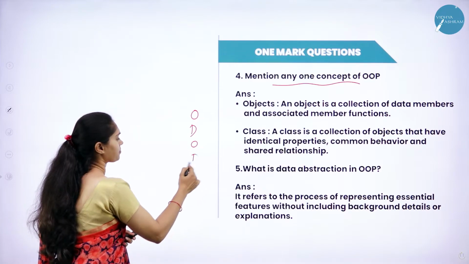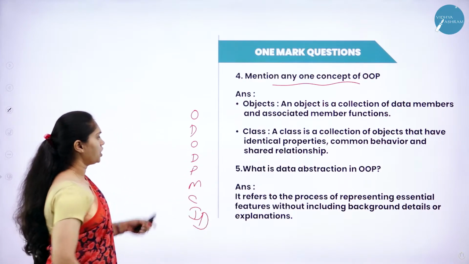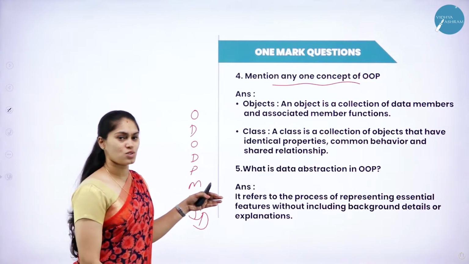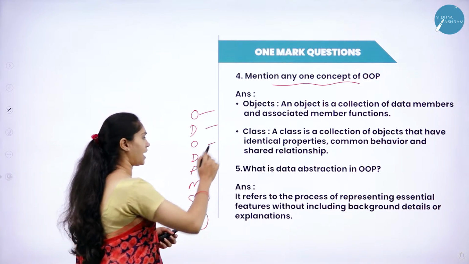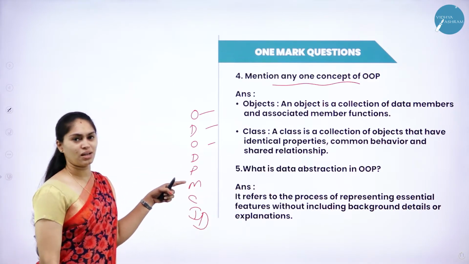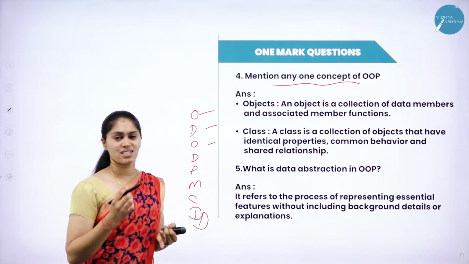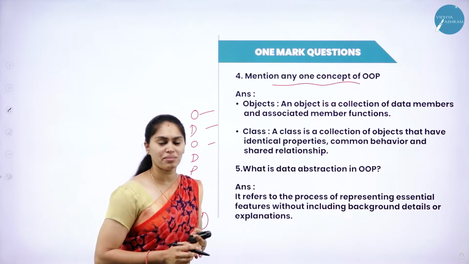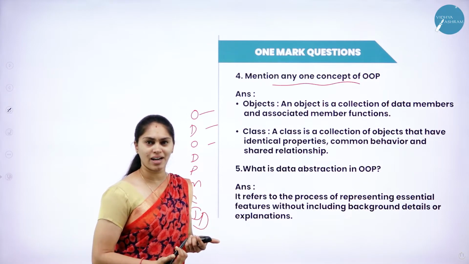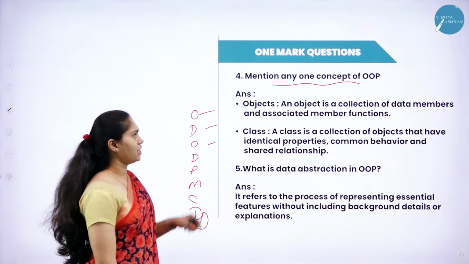OD, then PM is saying to CID. So you can write any one of this. So don't write OD like this. Okay, you have to mention what O is all about, what D is all about. So you can mention any one in order to get 1 mark. So objects, classes, inheritance, polymorphism, message passing, dynamic binding. Out of this you can write any one in order to get 1 mark.